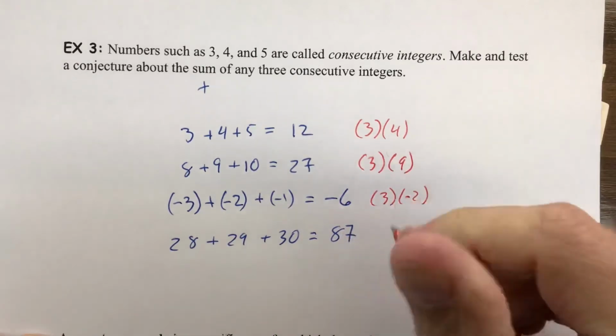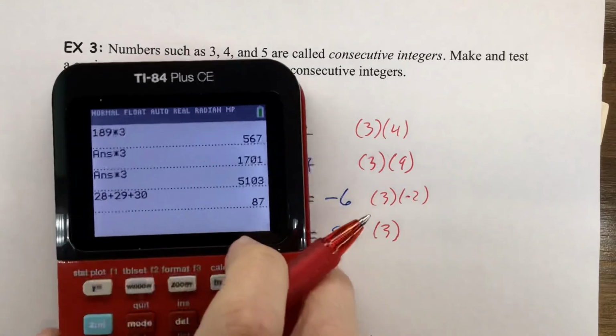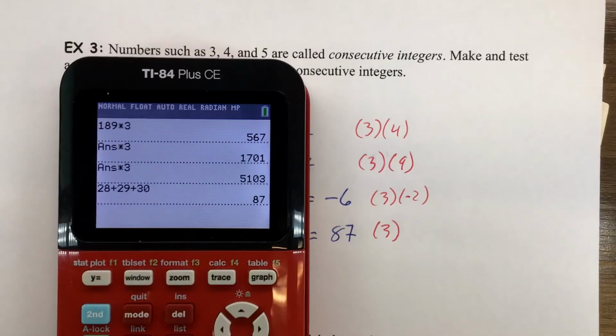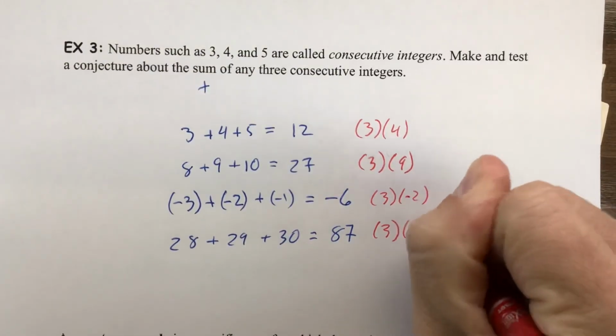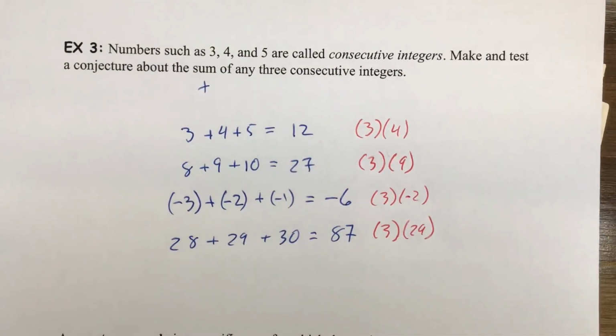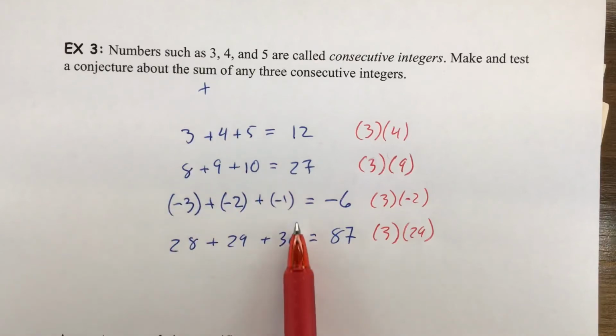All right, and last, 87. We might not recognize it, but based on all the other ones, we would run a little test here and say, all right, 87 divided by 3 is 29. 29 times 3 is 87. And now, let's take a look at this versus what we see from the consecutive integers.